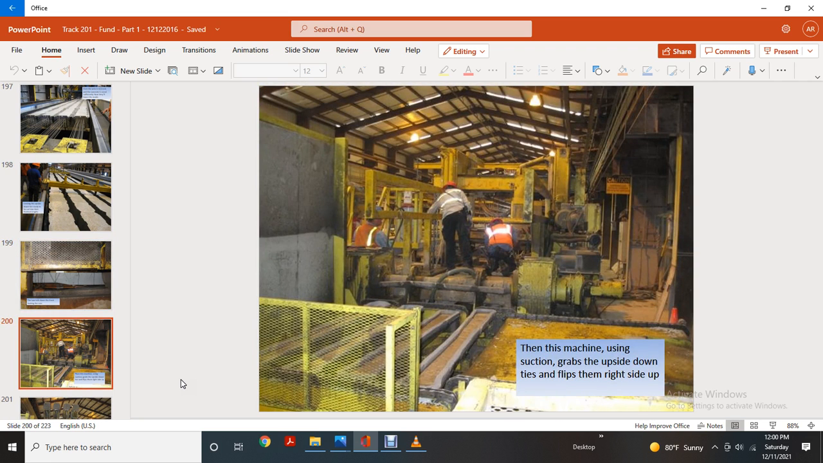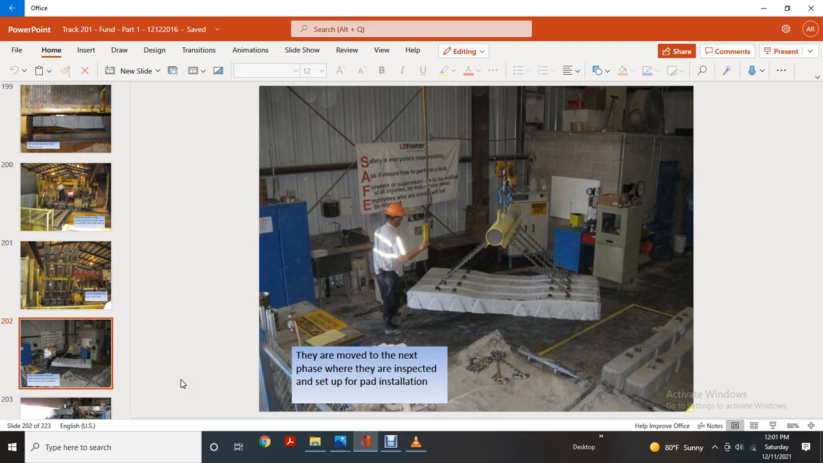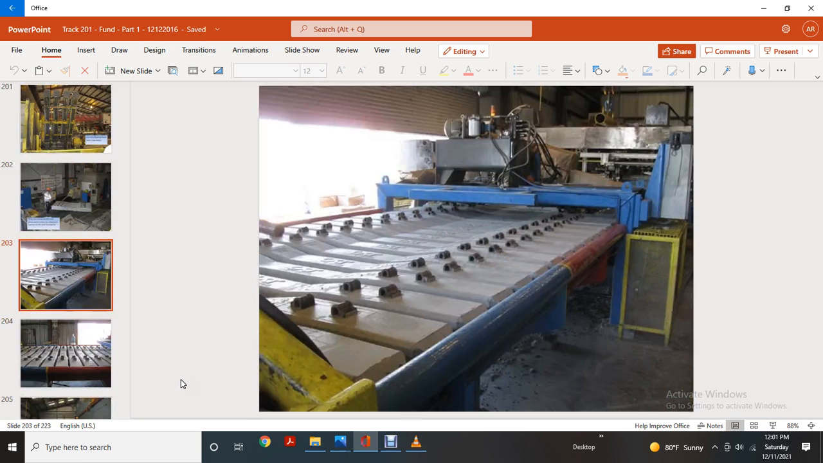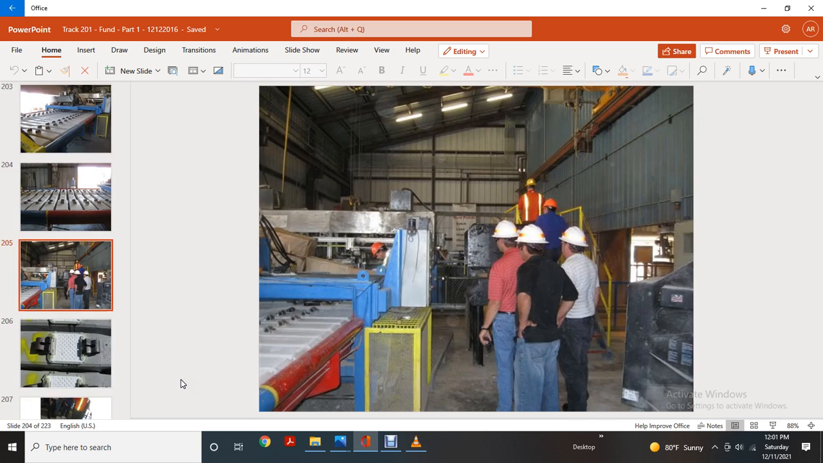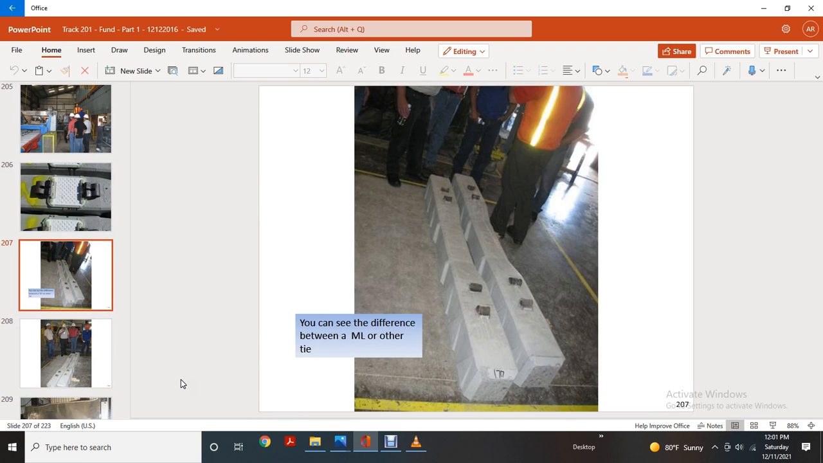The machine using suction grabs the upside down ties and flips them on the right side up. Literally flipping them over 4 at a time. They are moved next to the phase of the inspection setup on the pad installation. You can see the difference between ML and the other tie.